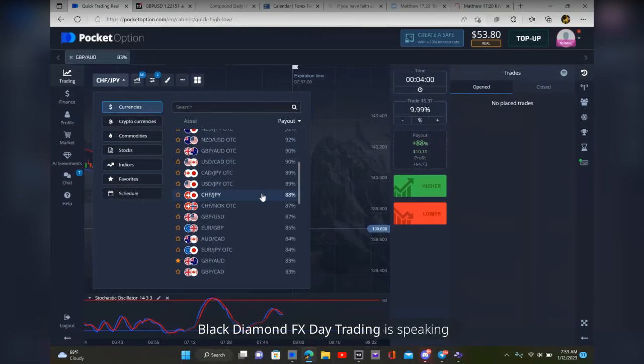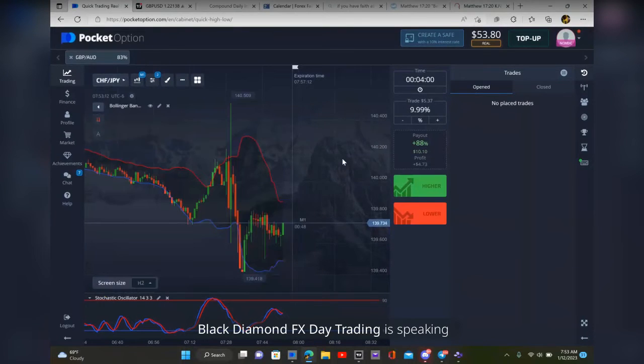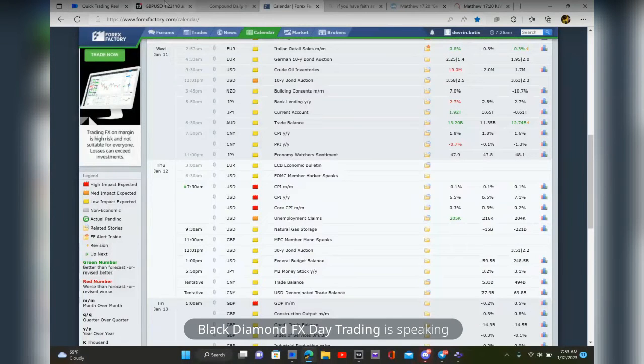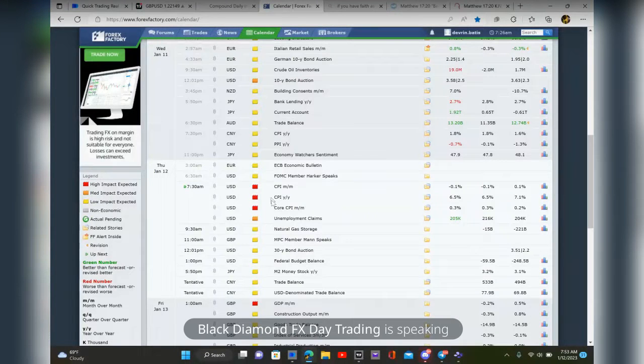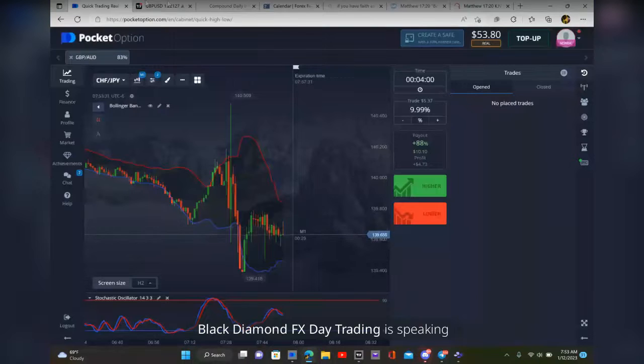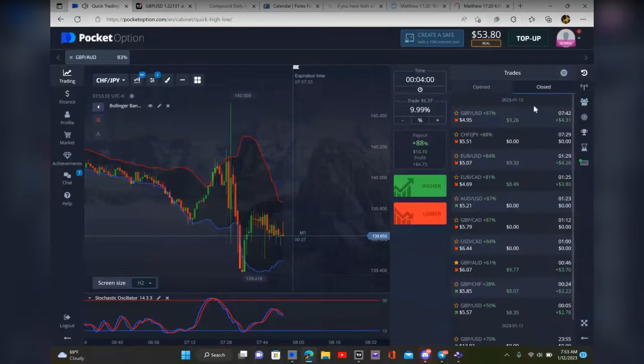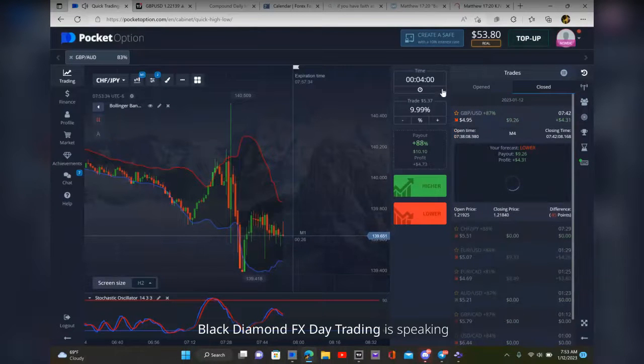All right, so let's take a look. Okay, let's go back to Chef JPY. Well, I'll tell you what. Another thing I wanted to tell y'all: red folders. I lost my very first trade this morning because I forgot about these red folders right here. Let me show y'all real quick. It was this one right here, GBP USD.